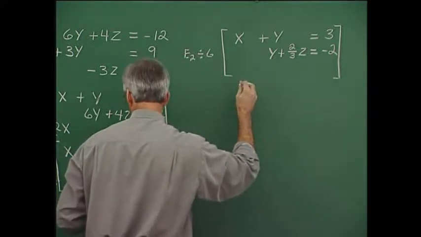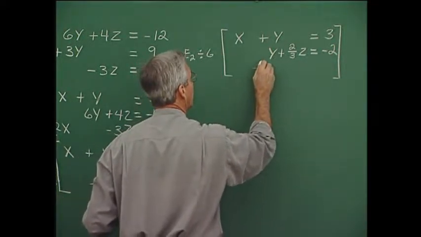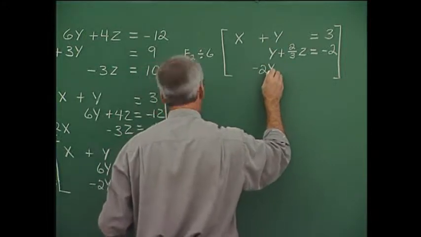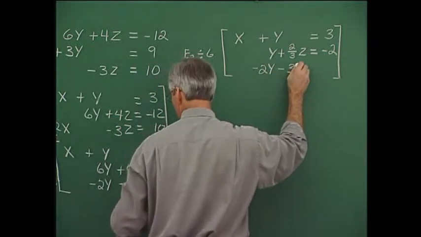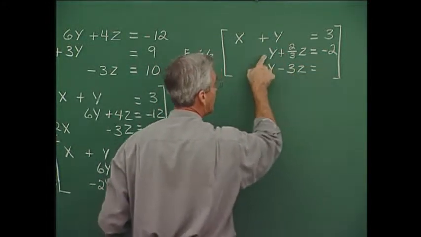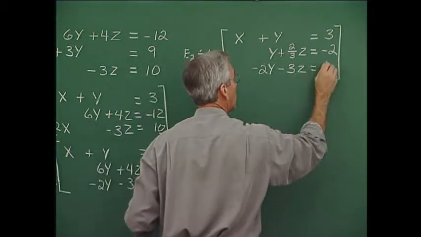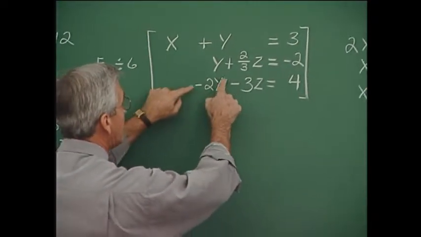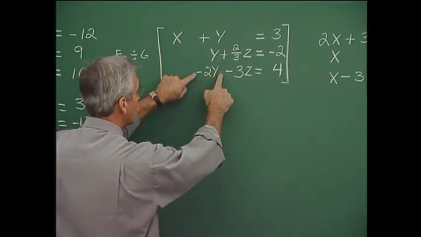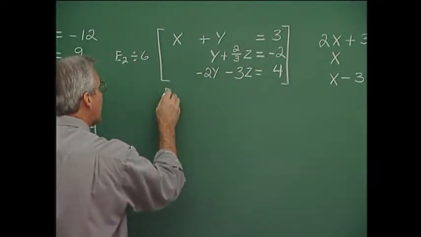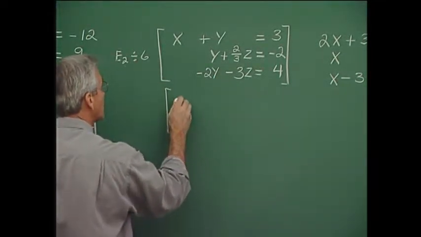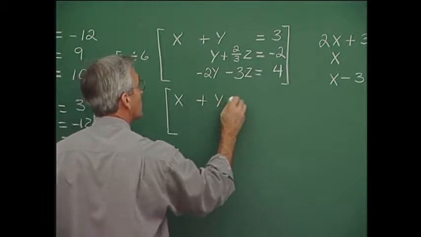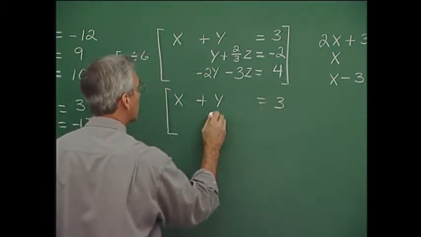All right, and the third equation I'm not operating on at all because my task at the moment was to accomplish a leading coefficient here of 1. So I'm just bringing down equation 3. Now the task in the next step is to eliminate the y term in equation 3. So we'll begin by bringing down the first two equations. We have x plus y equals 3.